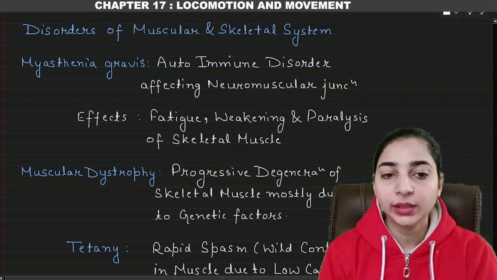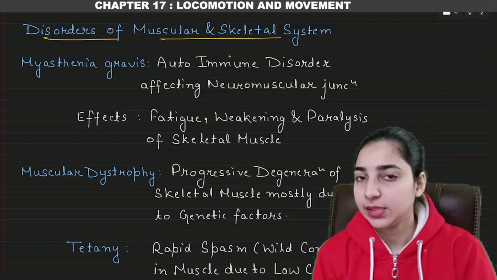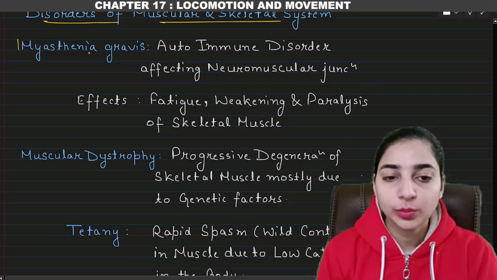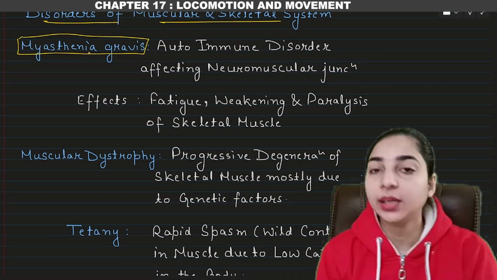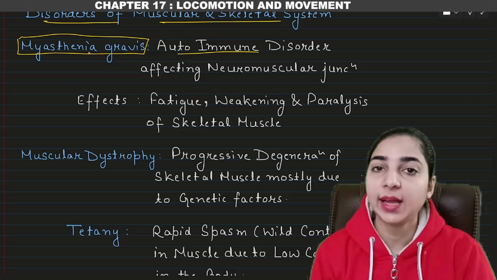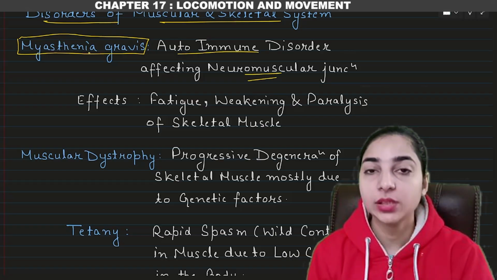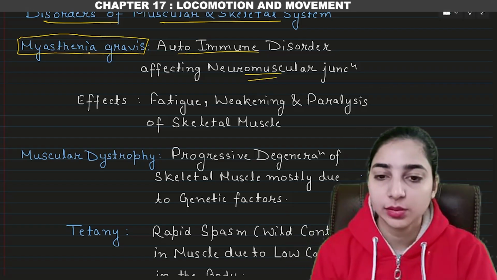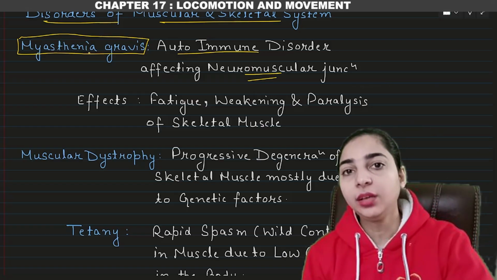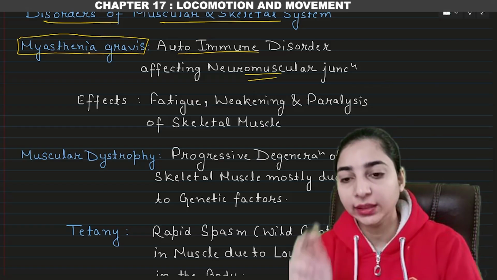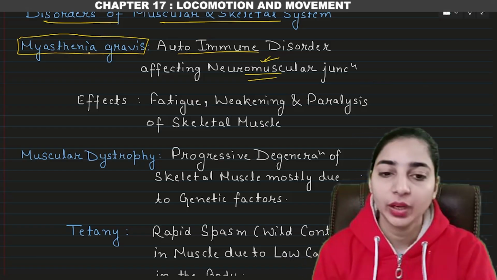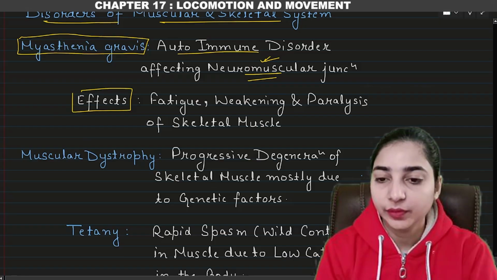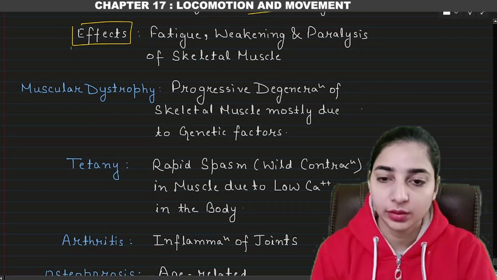Now we come to the last topic, that is the disorders of the muscular and skeletal system. So there are some disorders. In each chapter we are discussing the disorders. So the first one is myasthenia gravis. What is myasthenia gravis? It is an autoimmune disorder that affects the neuromuscular junction. What is neuromuscular junction? The point at which the neurons are connected with the muscles. So the neurons bring the signal from the central nervous system to this point, that is the neuromuscular junction. And what are the effects of this disorder? It leads to fatigue, weakening and paralysis of the skeletal muscle.